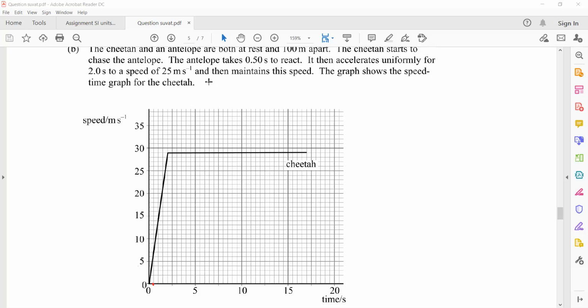for 2 seconds. Where is the time interval 2? So this is 1 and this is 2. Yeah. So at 2 seconds, it reaches a speed of 25. And then it maintains this speed. So it maintained 25, but for how long is not mentioned.